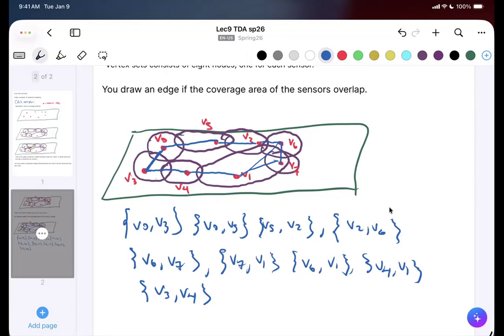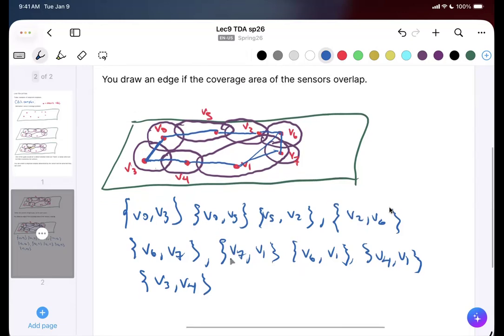And hopefully you can see where I'm headed with this. So for example, this is a pairwise intersection, what I'm looking at here, but I could also look whether there's a triple-wise intersection, as in if three of the coverage regions intersect, then you would associate to that a solid triangle. So you fill out a triangle.